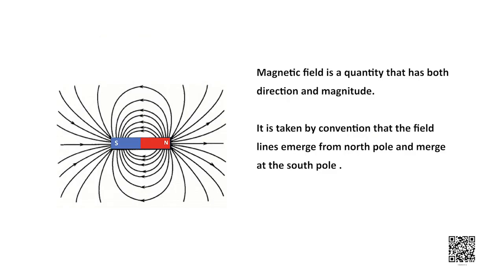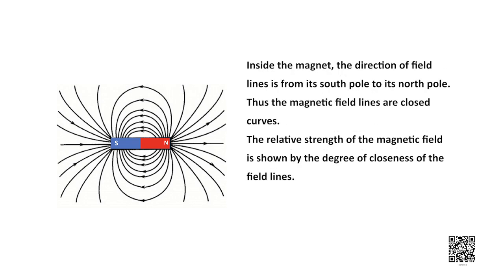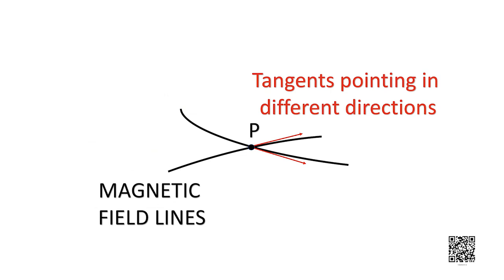Magnetic field is a quantity that has both direction and magnitude. It is taken by convention that the magnetic field lines emerge from the north pole and merge at the south pole. Inside the magnet, the direction of the field lines is from south pole to its north pole. Thus, magnetic field lines are closed curves. The relative strength of the magnetic field is shown by the degree of closeness of the field lines. Remember, no two field lines are found to cross each other ever, because if they did, it would mean that at the point of intersection, the compass needle would point towards two directions, which is not possible.